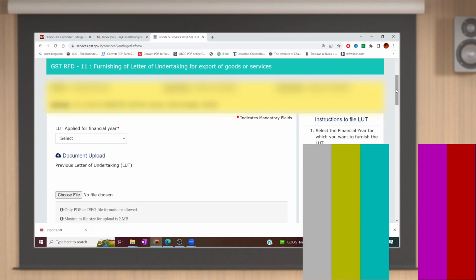First, you have to select the year, because LUT is applicable for every year, sir. That means when you apply for a year, once is sufficient. You need not apply for every transaction. Once you have applied, that is sufficient. That means you have an LUT. So let us assume I am selecting 2022-23. Are you getting the point?